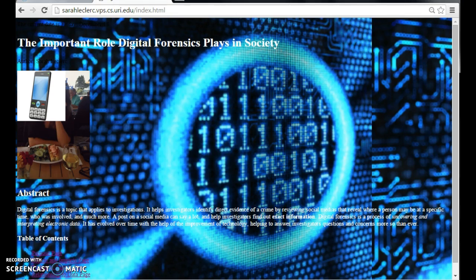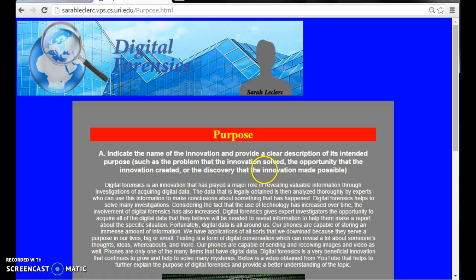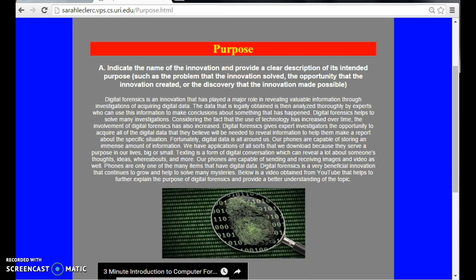The first page in my table of contents is the purpose page. Here I was asked to indicate the name of the innovation and provide a clear description of its intended purpose. Digital forensics is an innovation that has played a major role in revealing valuable information through investigations of acquiring digital data. The data obtained is then analyzed by experts who use this information to make reports and conclusions about their findings. Our smartphones are an example of a device that stores digital data. However, there are many other devices that are capable of this feature.